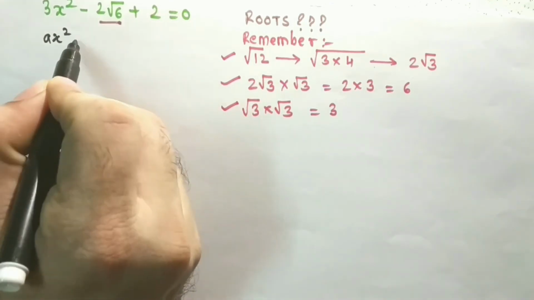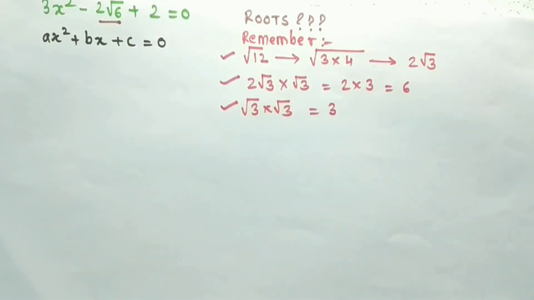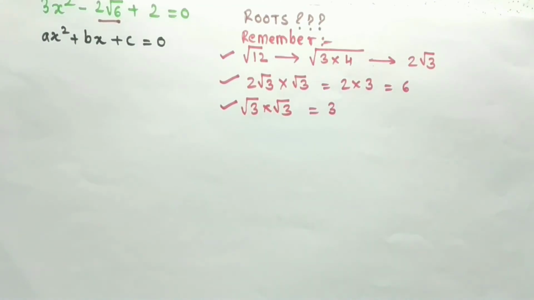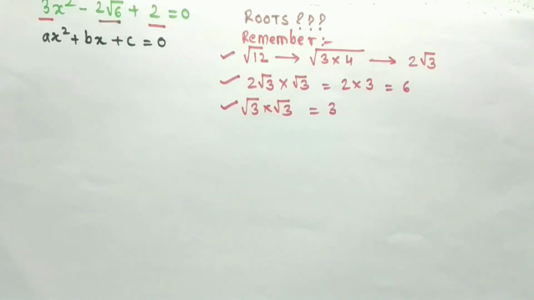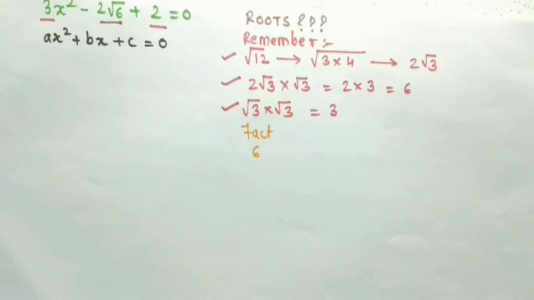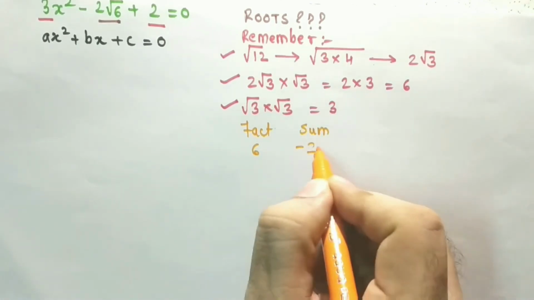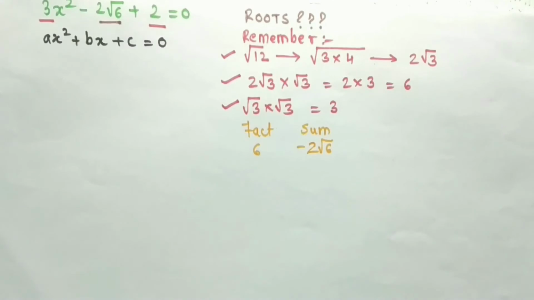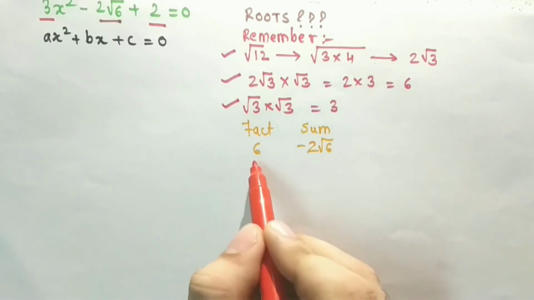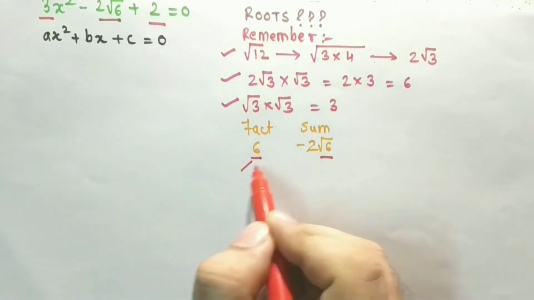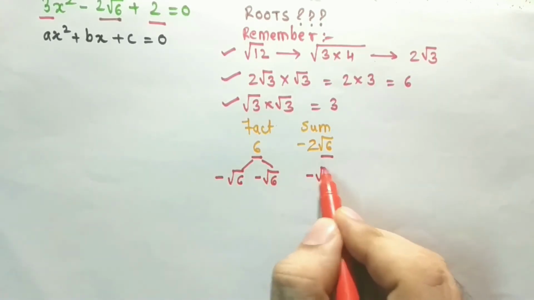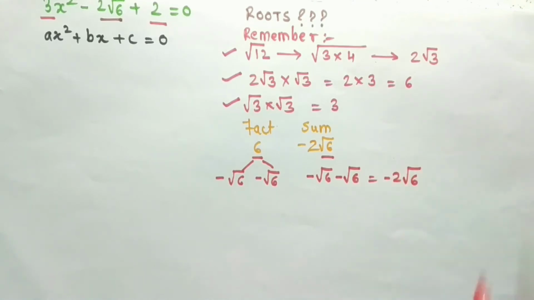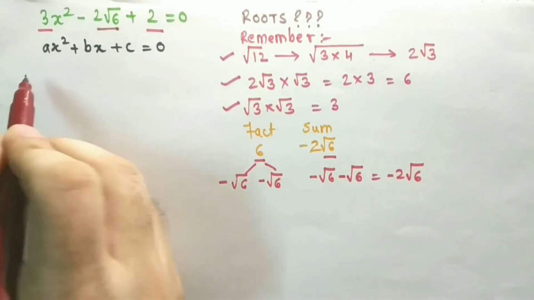Here, let's compare the quadratic equation with the general form ax square plus bx plus c is equal to 0. Now in this sum, as a is not equal to 1, I have to multiply the first term with the last term, which gives me 3 into 2 is equal to 6. I have to find factors of 6 such that when I add them, I get a sum as the middle term, which is minus 2 into under root of 6. I know that if I multiply minus under root 6 with minus under root 6, I will get 6. And when I add minus root 6 plus minus root 6, I will get minus 2 root 6.